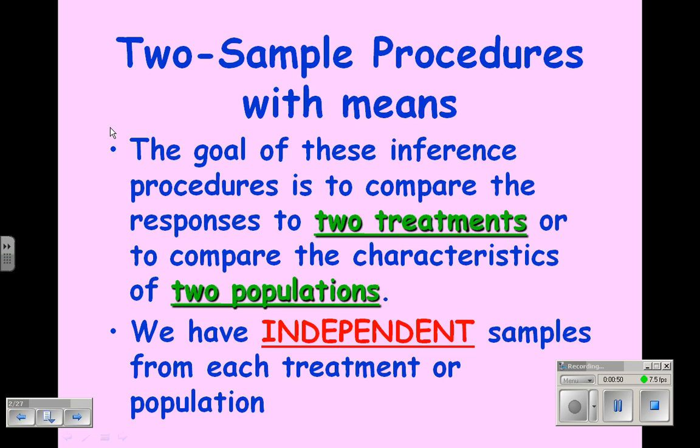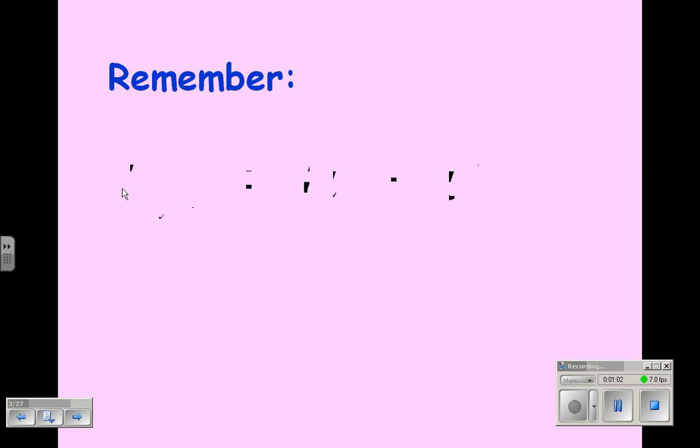It does require that we have independent samples from each treatment or population. Up until now, with matched pairs, we've been doing dependent samples. Now we're talking about independent samples, which require something different to do.